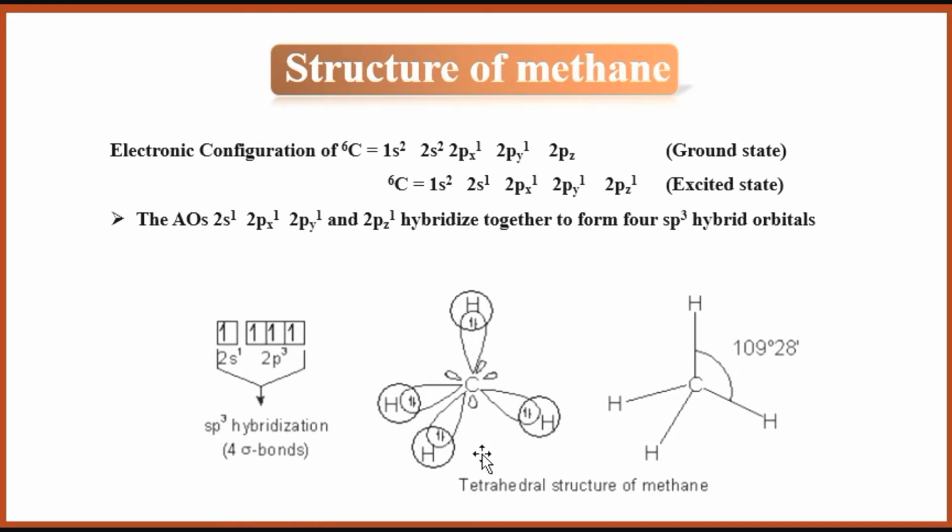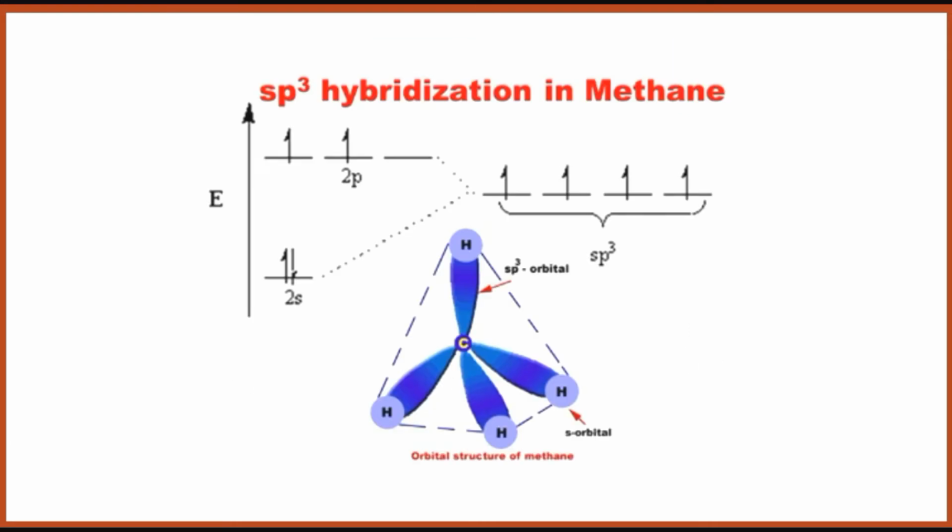And every sp3 hybrid orbital over here forms a sigma bond with the 1s orbital of the hydrogen, and the simplified line structure would be drawn here, showing that 109.28 degrees bond angle between every HCH. So the details of this structure are like this.